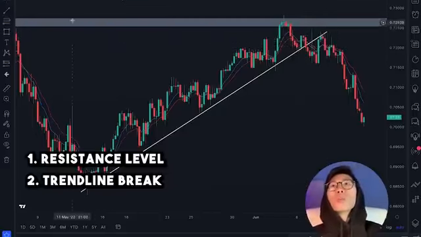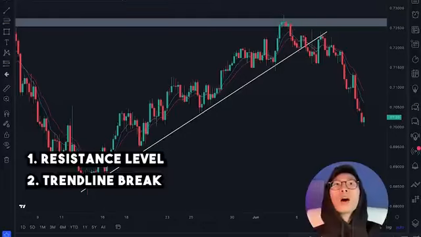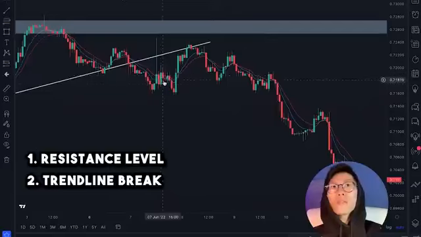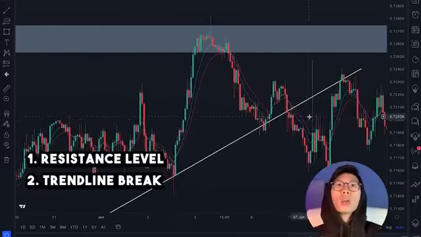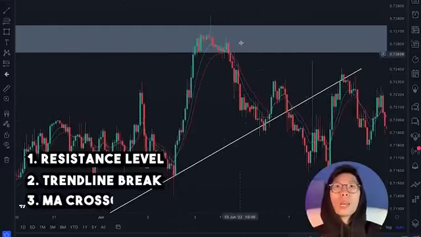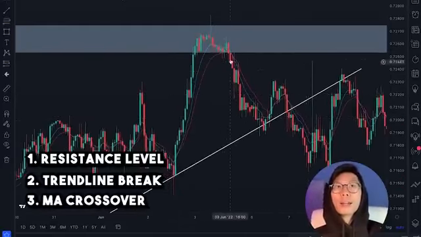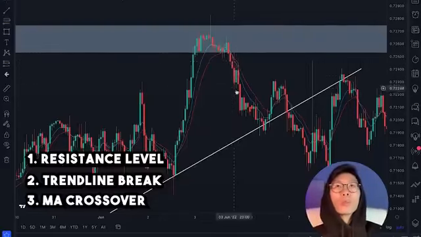The third confluence could be some sort of moving average crossover, which we are going to see by going down to the smaller time frame, like the 1 hour. You can see right here, this is when the red line has crossed over the blue line, right? You can see the red line is above the blue line now. So this is your third confluence.